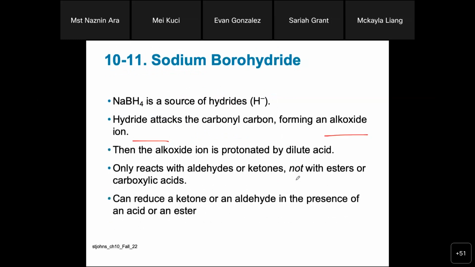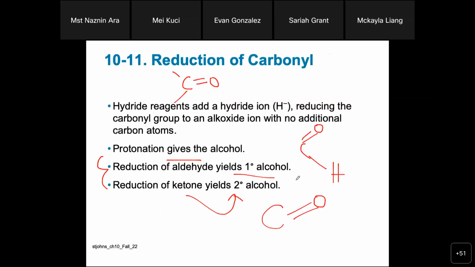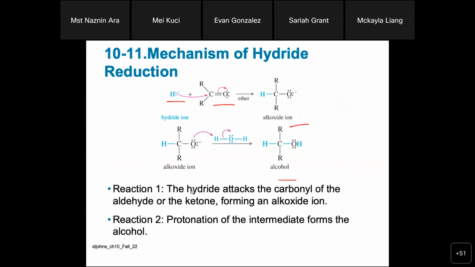But I think we have to look into here, not here. See, aldehyde gives a primary alcohol, and if you have a ketone, you get a secondary alcohol. Yeah, see, this is the secondary alcohol. So you need to look into what type of reagent you have, whether you have a ketone or an aldehyde. Those are the things you need to learn.